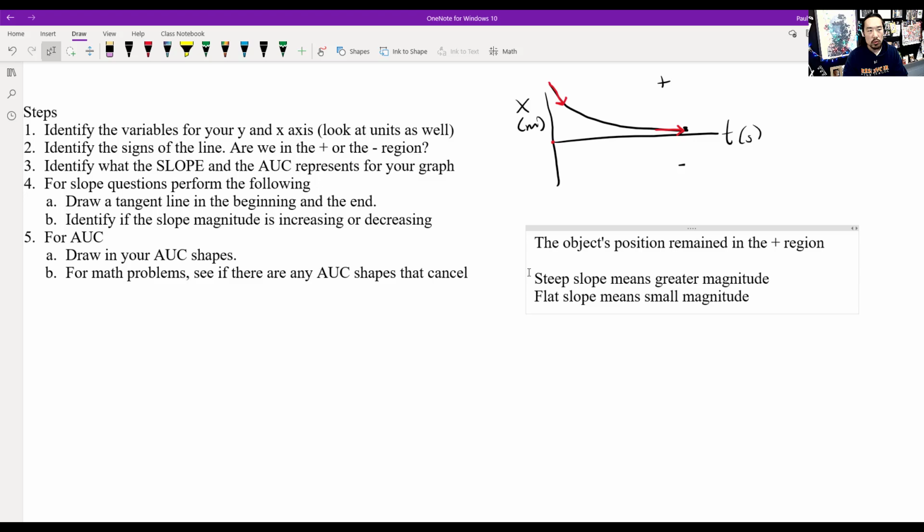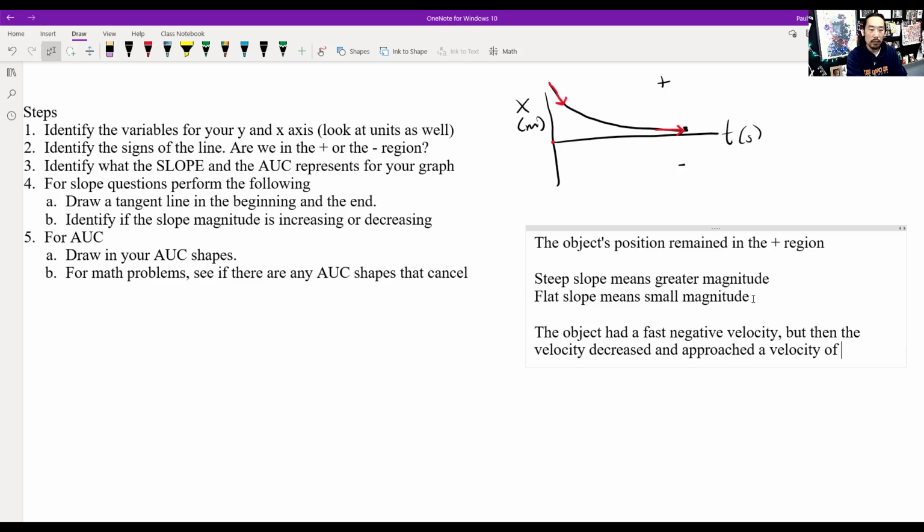So we take a look at this graph and we see that the slope, even though it's pointing downwards or negative, is pretty steep, and then it goes from steep to flat. The cool thing about this trick is all you have to do is replace the word slope with what the slope represents. So we can say here in the beginning, the object had a fast negative velocity, but then the velocity decreased, right? And we know that because the line is getting flat and approached a velocity of 0.